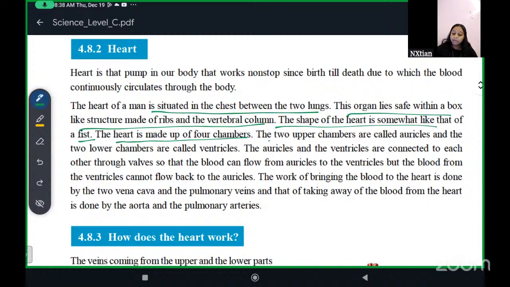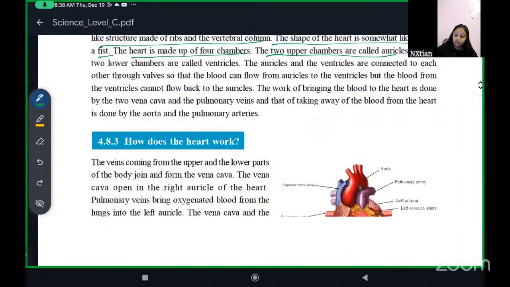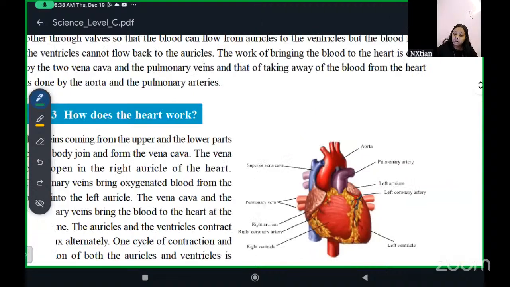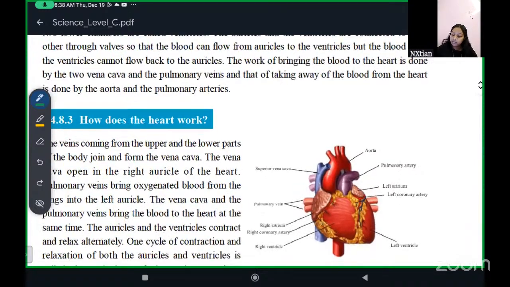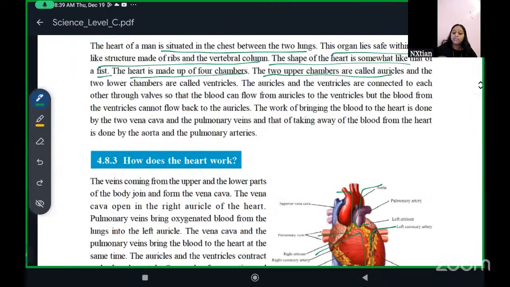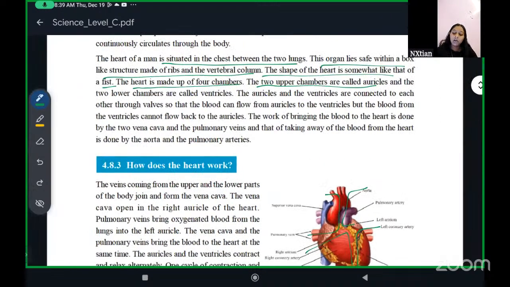We have 2 upper chambers that are called auricles, and the 2 lower chambers called ventricles. The auricles and the ventricles are connected to each other through valves so that the blood can flow from the auricles to the ventricles, but the blood from the ventricles cannot flow back to the auricles.